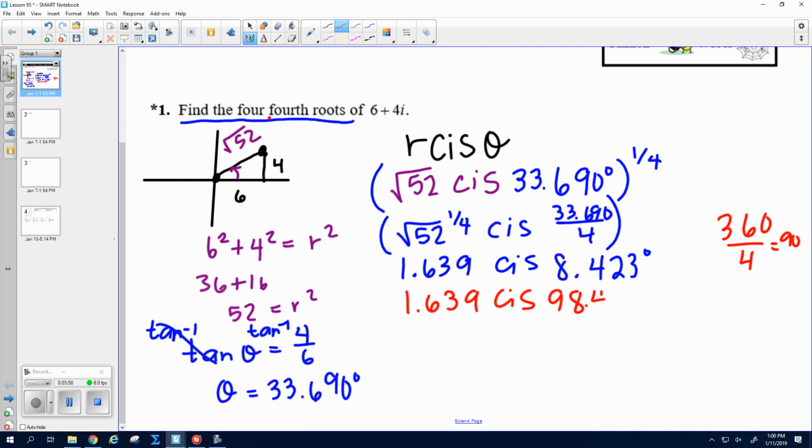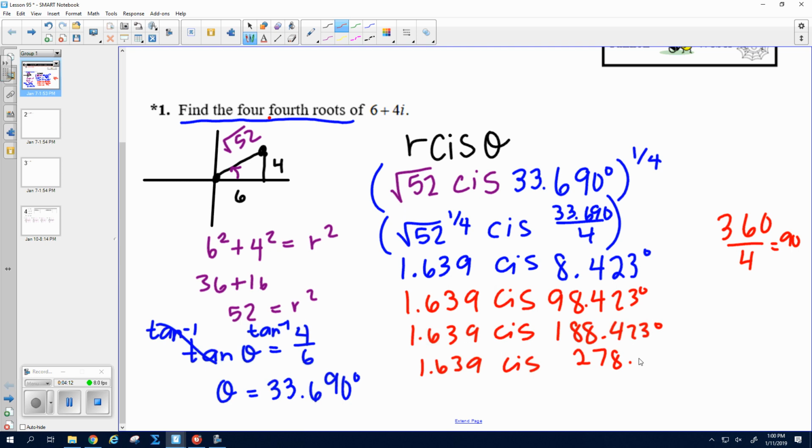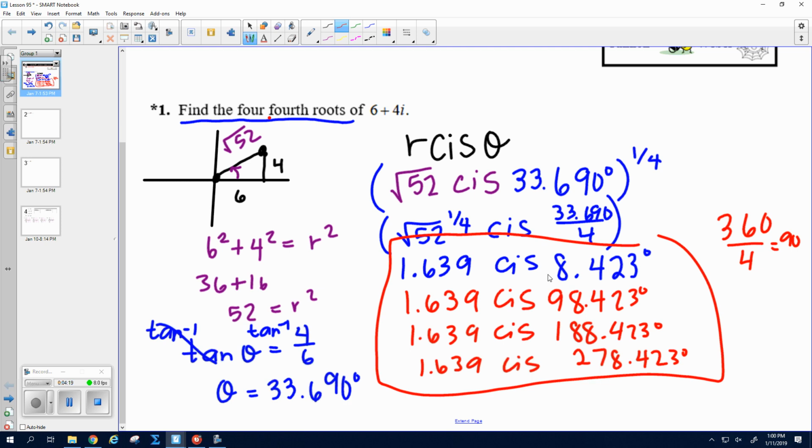So I get 98.423. And then I add 90 again, and I get 188.423. And I add 90 again, and I get 278.423. Those numbers right here, these numbers should always be between 0 and 360, right?